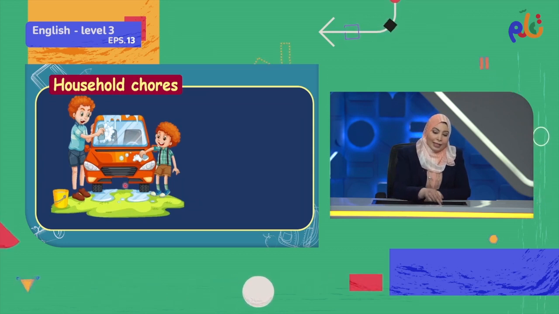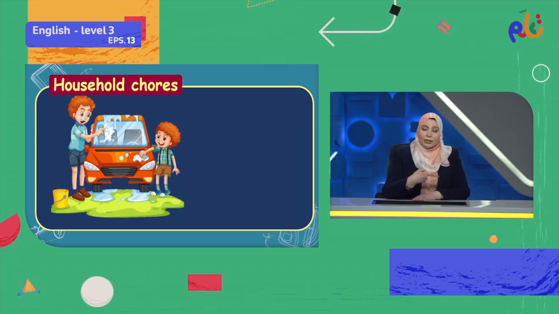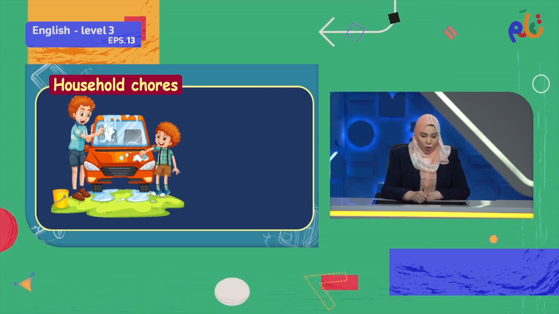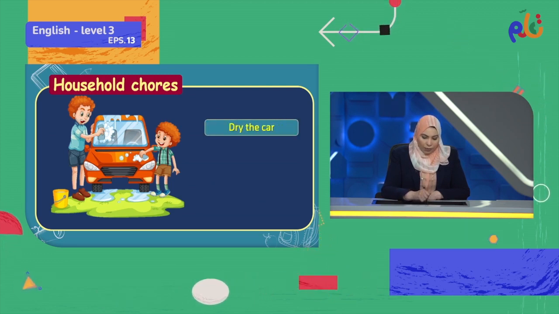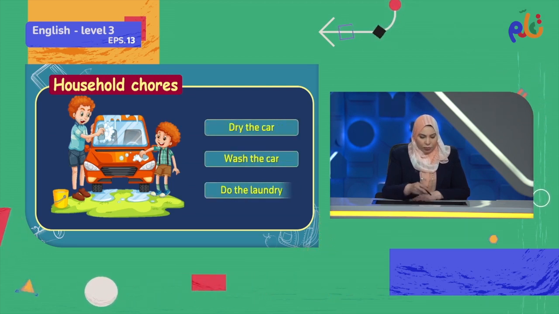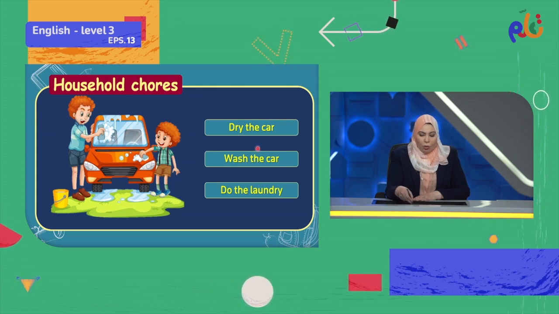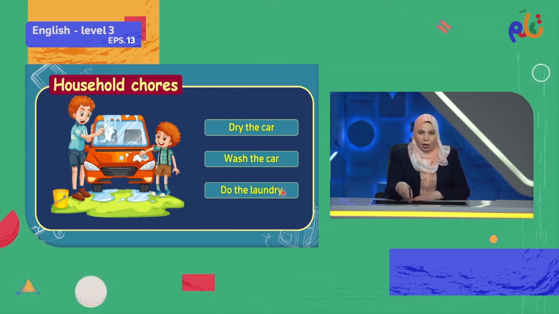So here we have make the bed. Make the bed means arrange my bed. It's called make the bed, not do. So let's look at the next picture. We have the kids here who are doing something else, helping their father. So what's he doing? Let's choose. Dry the car, wash the car, or do the laundry.